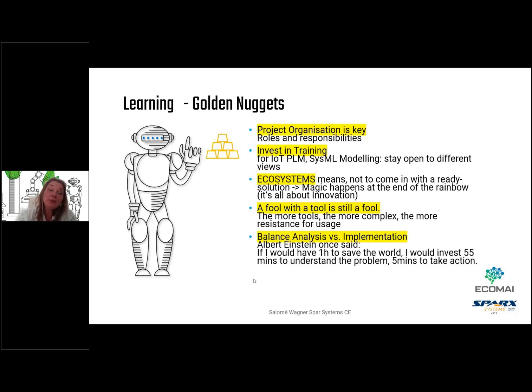Albert Einstein once said, if I had 1 hour to save the world, I would invest 55 minutes to understand the problem and 5 minutes to take action. So this is also to conclude my talk. I was talking 55 minutes about the setup and interaction in this project, and just a little about the action.